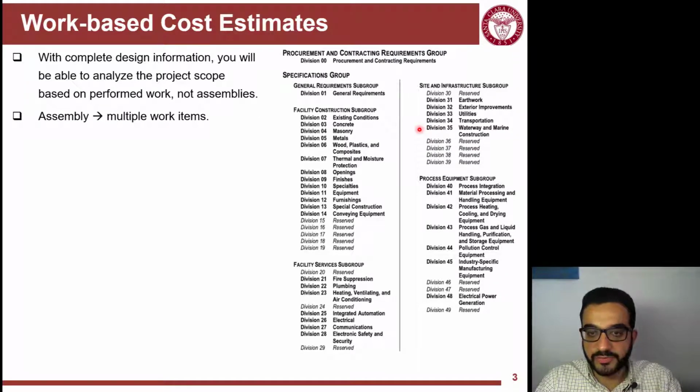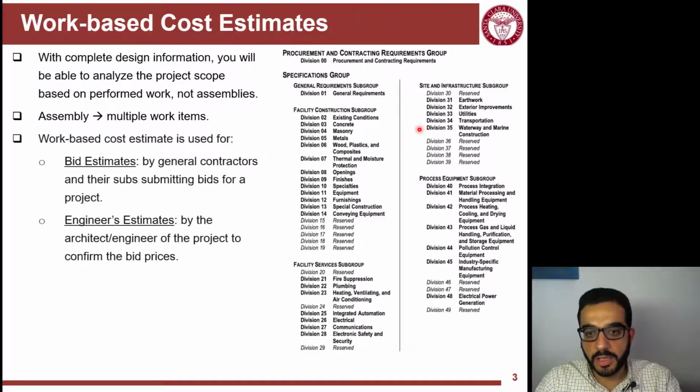And remember from assemblies, when we covered them in the last video, we said that they lump together, group together multiple work items. So now every one of these work items can actually be estimated in detail using the work-based cost estimate approach. And work-based cost estimates are mainly used by contractors to submit bids.